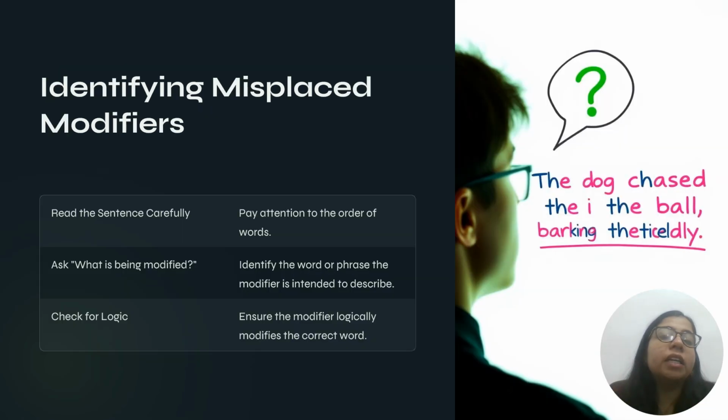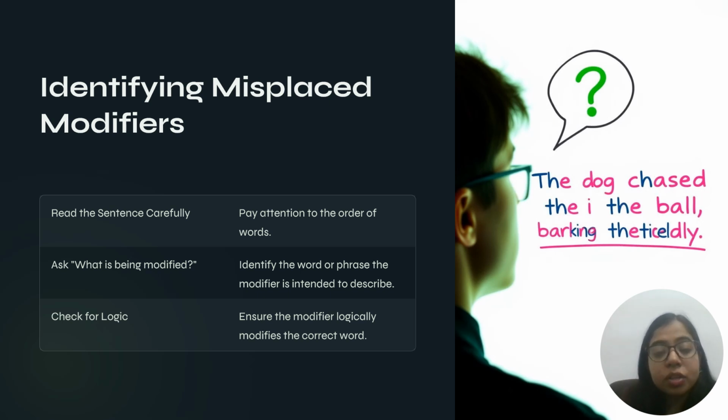Next is identifying misplaced modifiers. Now, how to identify the misplaced modifier? First is read the sentence carefully. Pay attention to the order of the words. Read the sentence carefully, know the meaning of the sentence, what meaning you are getting through the sentence, and pay attention to the order of the words, whether the order of the words is correct or not, or where a word is placed.